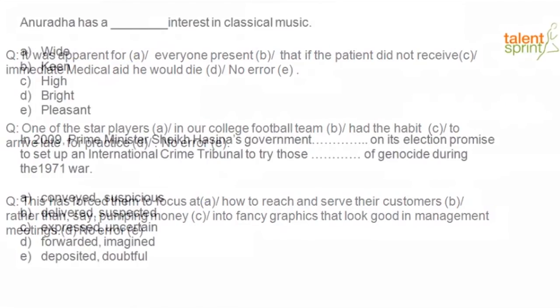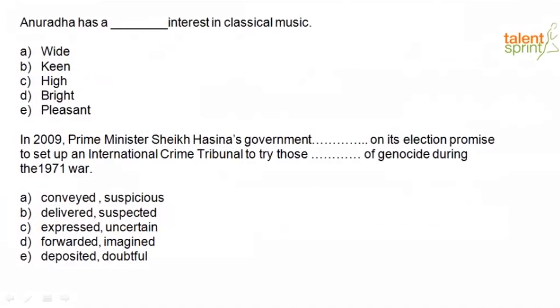Okay, this one is a single blank. "Anuradha has a dash interest in classical music." The options are wide, keen, high, bright, pleasant. Again, I want you to apply the concept of collocation in this one. And even the second one. The second one is a double blank. "In 2009, Prime Minister Sheikh Hasina's government dash on its election promise to set up an international crime tribunal to try those dash of genocide during the 1971 war."